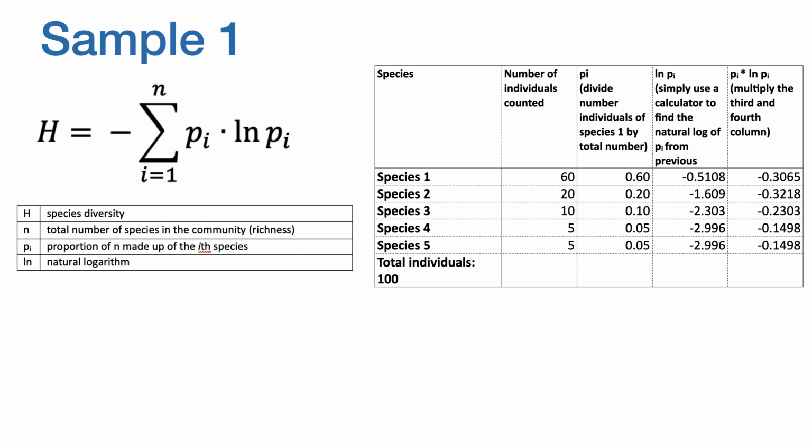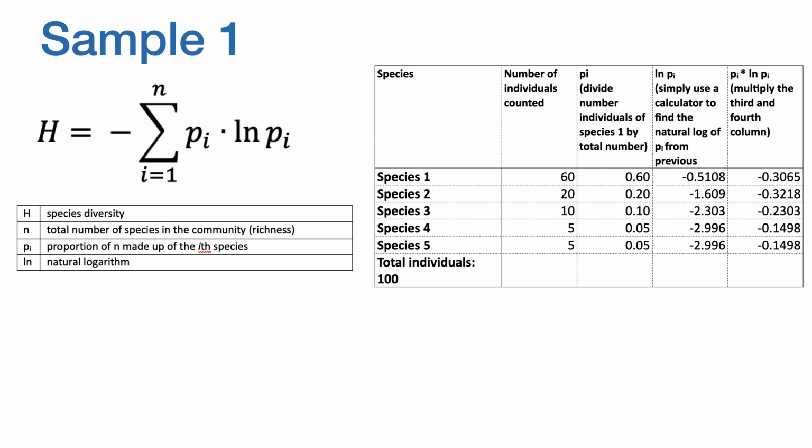So 0.2 times negative 1.609 equals negative 0.3218. 0.1 times negative 2.303 equals negative 0.2303. Okay, 0.05 times negative 2.996 equals negative 0.1498. Okay, repeat that again for species 5.